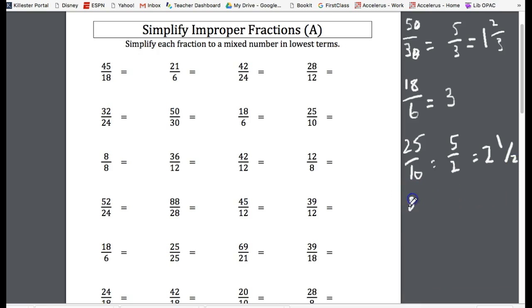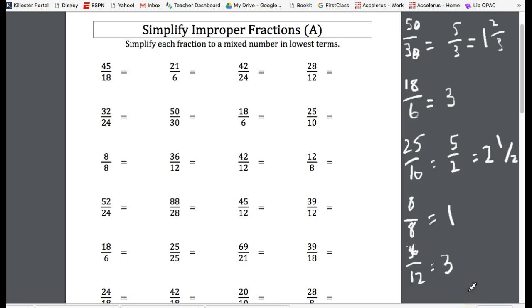8 over 8. When you have the numerator and the denominator the same, your answer is just 1. Then 36 over 12. 12 goes into 36 3 times, so I don't really need to find the highest common factor. But if you did do that, you'd basically be doing the same thing. You'd just be ending up with 3 over 1.